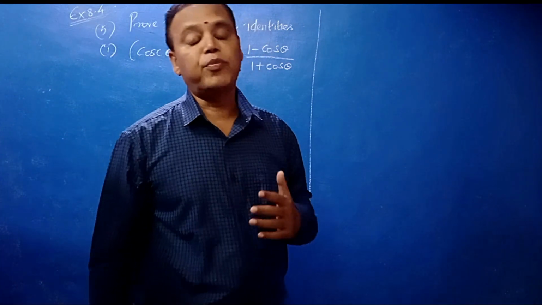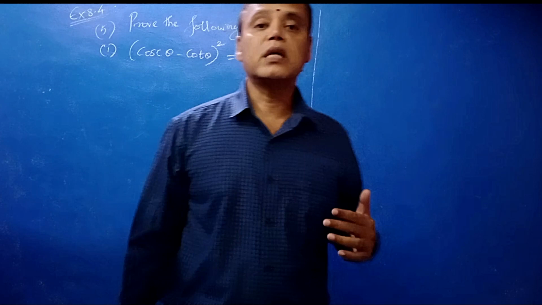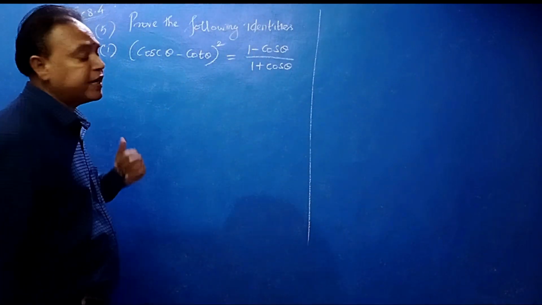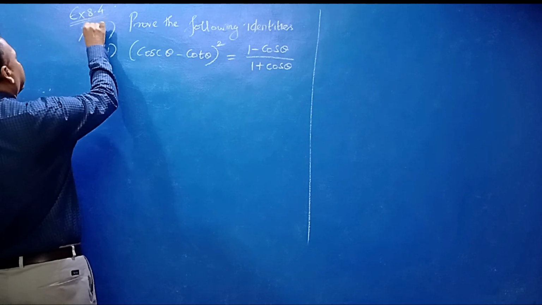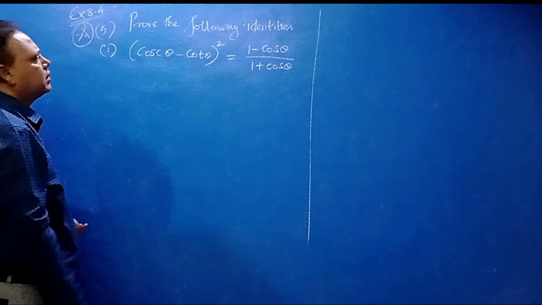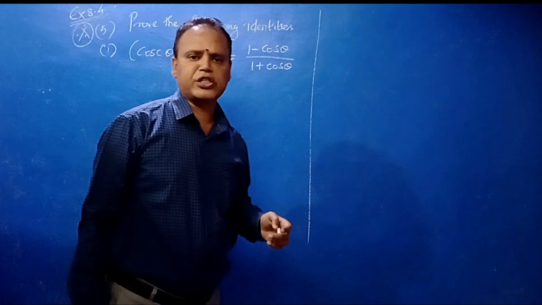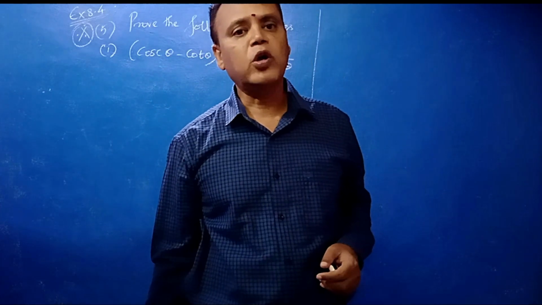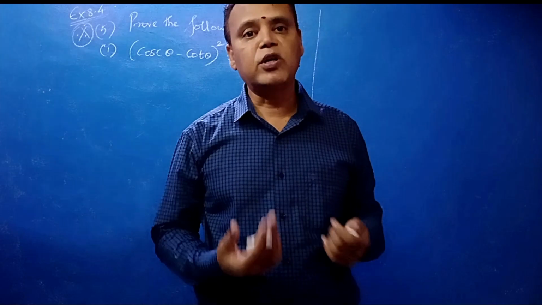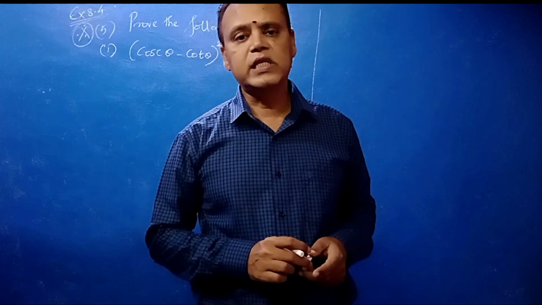Now we will see the very important problem, the 5th problem: prove the following identities. This problem is very important. Proving the given identities is very important. Clear? You have many types and many problems. You have to practice, practicing only what you can do easily.